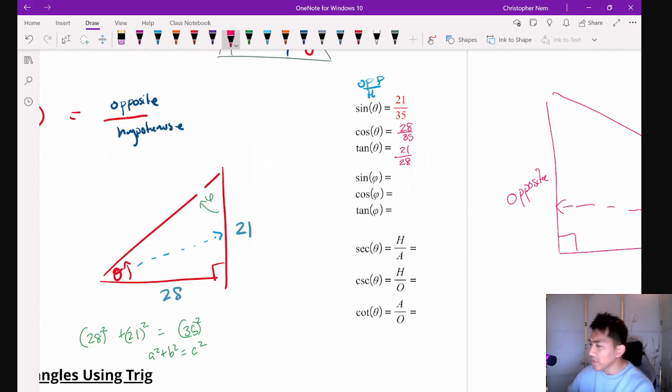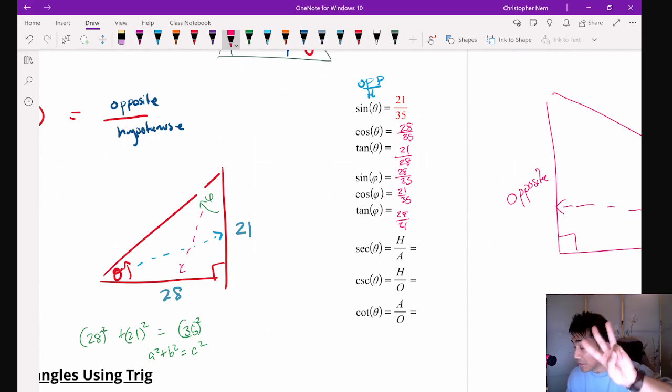Now let's do it with the phi symbol, the phi angle, the angle up here. The hypotenuse should still stay the exact same, but now the adjacent and opposite might be different. Opposite of this phi is 28. So sine is 28 over 35. And then cosine, adjacent of this phi, is 21 over 35. And tangent of this phi is going to be 28 over 21. So we get that idea. So these are the three main trig functions.